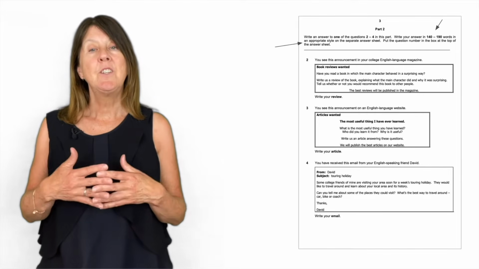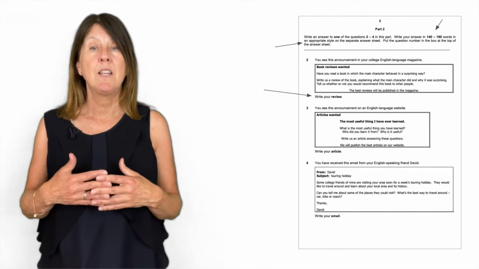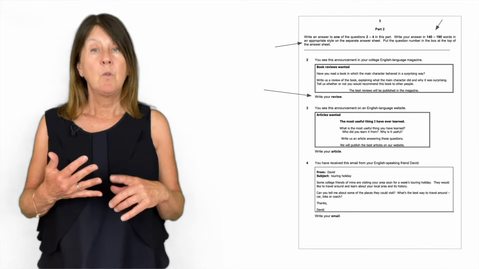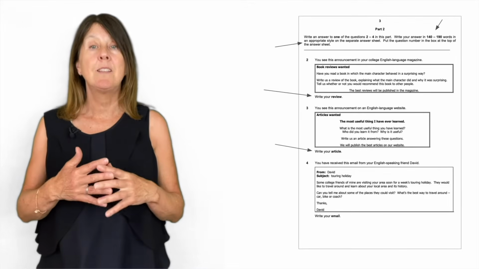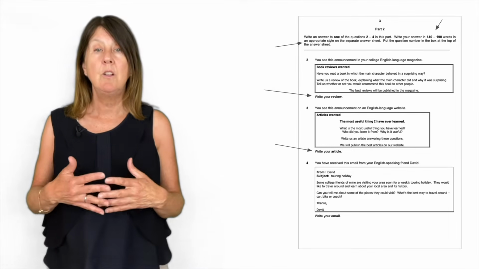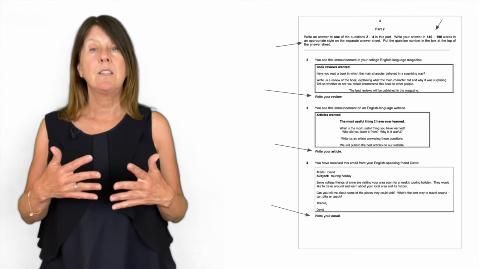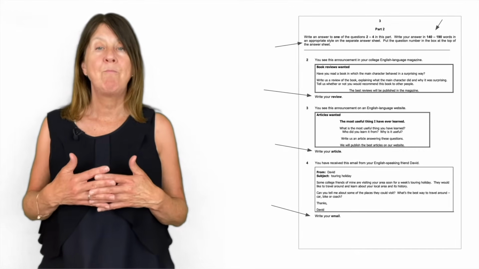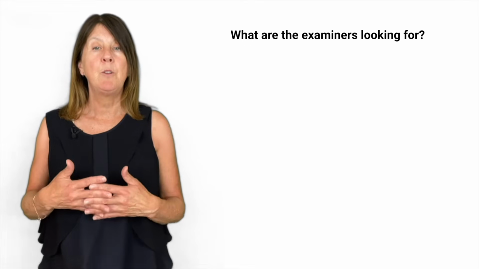Question 2 is asking you to write a review, question 3 in this example is asking you to write an article, and question 4 is asking you to write an email. So what are the examiners looking for in part 2?